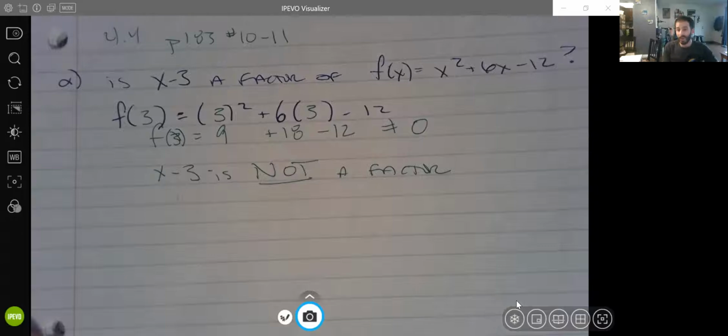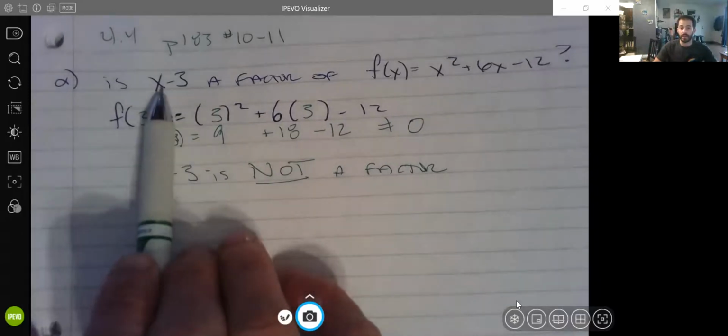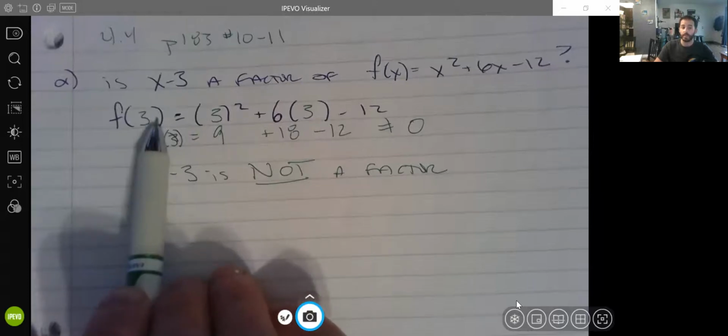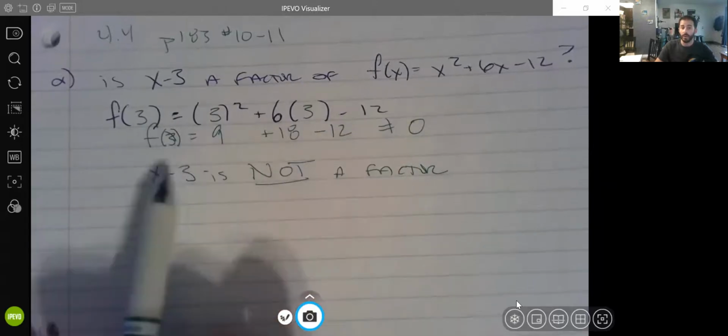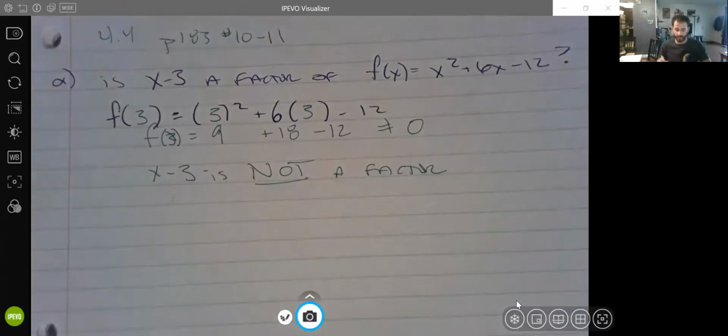Okay. So one way you can do it, you can just evaluate. Is x minus 3 a factor? To find out, we're going to plug in positive 3, change the sign, into x, into the equation. And if we get 0, good job, it's a factor. If we don't get 0, actually also good job, it's not a factor. We don't need to be biased towards factors.